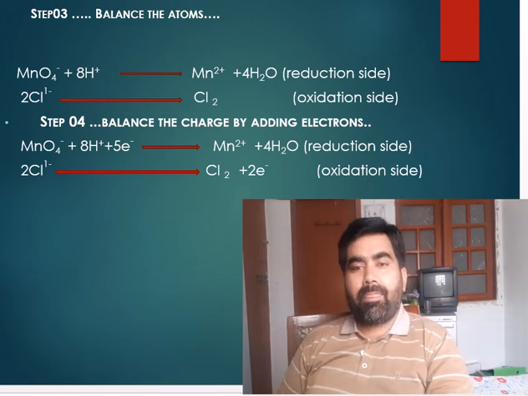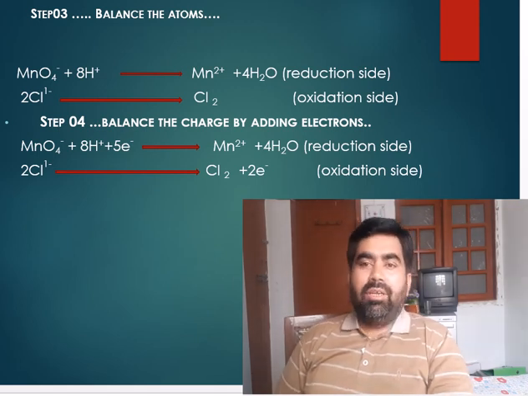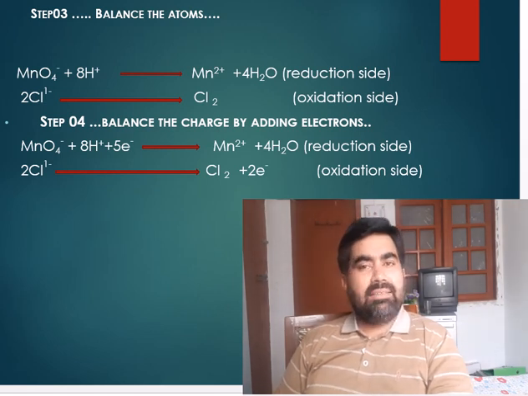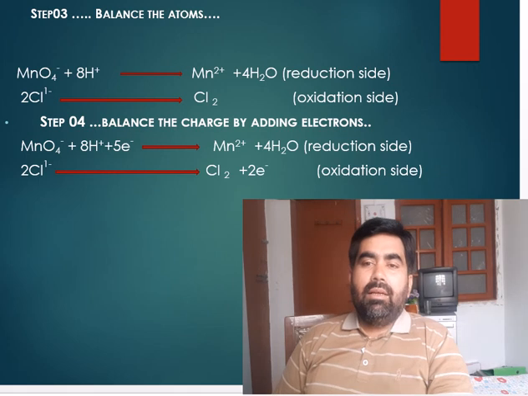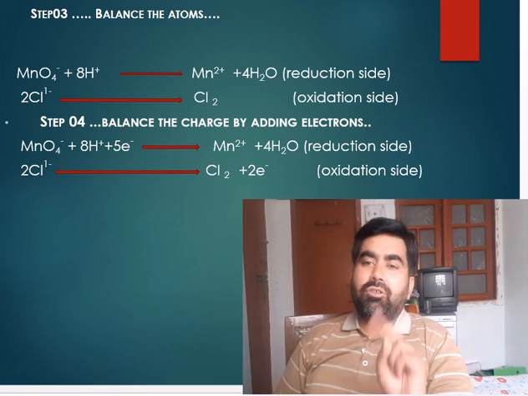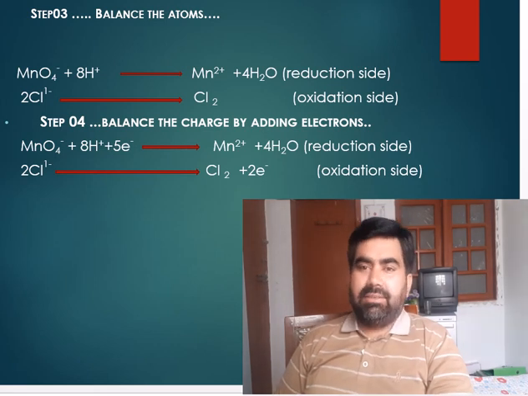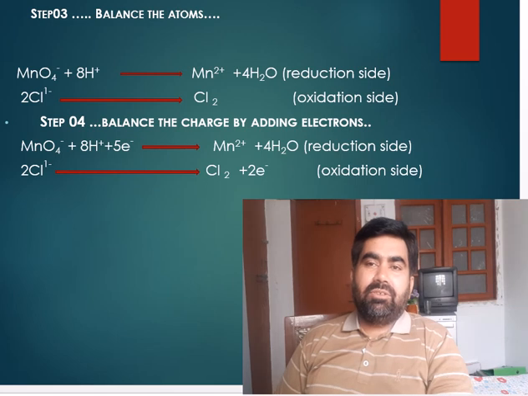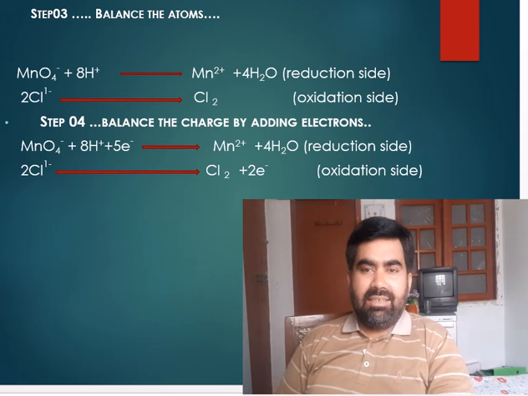Step 4. Now we are going to balance the charge on both sides by adding electrons. As I have discussed earlier, manganese oxide is going to make manganese. Here there are 2 positive charges on the product side, and here 8 positive charges on the reactant side and 1 negative charge. To balance these charges, we should have 2 positive charges on each side. We have to add 5 electrons.